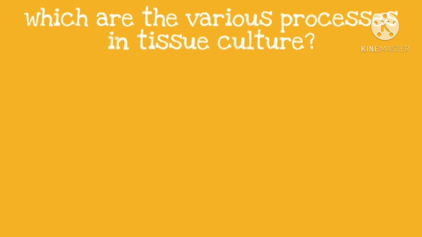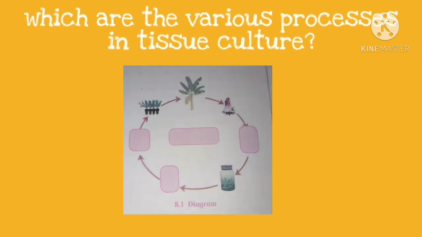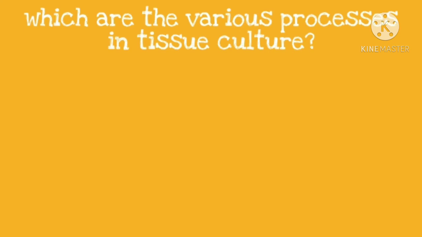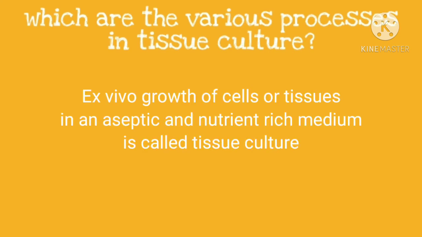We have to state which are the processes in the tissue culture. Students, let's try to recall what you have studied in standard 9th. Okay. See, on page number 88, a diagram is given, 8.1. This diagram depicts the various processes in the tissue culture. Okay. In tissue culture, what we have to do? We have to grow the cells or the tissues in an aseptic and nutrient rich medium in ex vivo conditions. Okay. This is called the tissue culture.